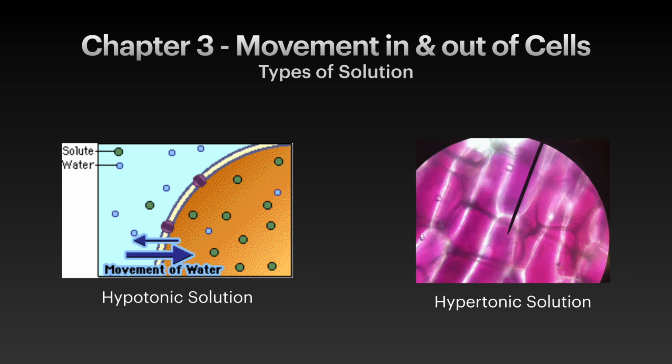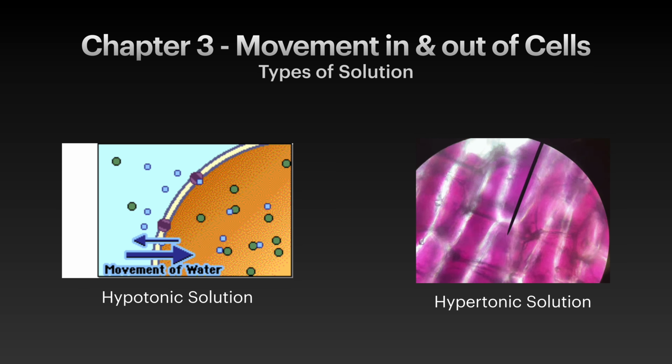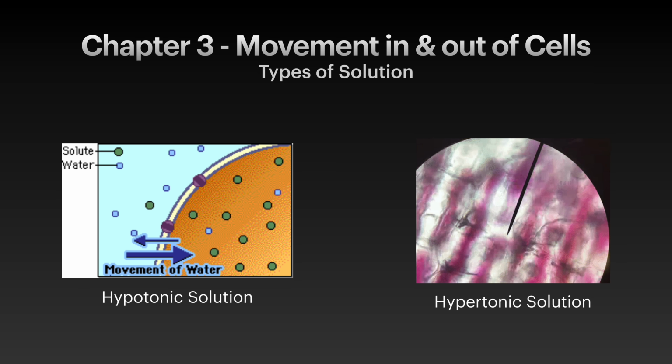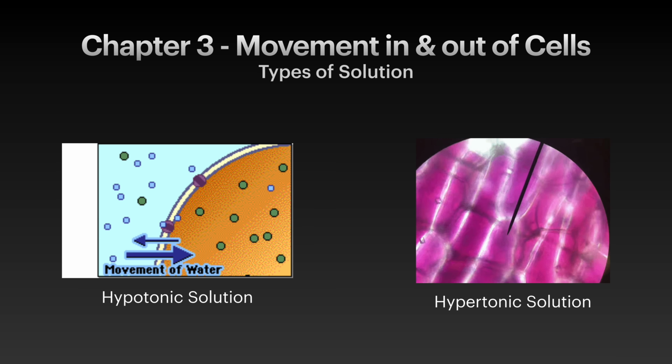Lastly, in plant cells kept in isotonic solution, there is no net movement of water. The cell remains normal.